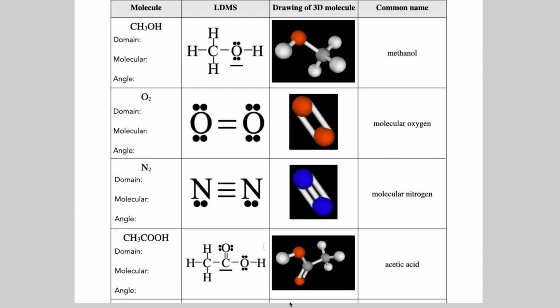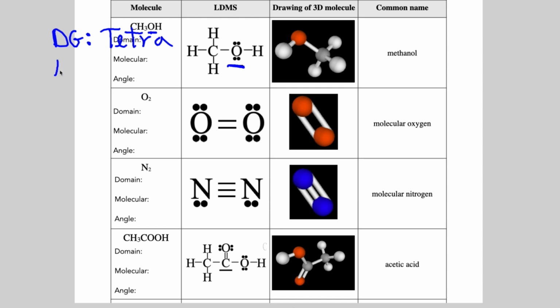We are going to call the oxygen the central atom. If you're not sure which ones are central, look on the homework answers, where we've underlined them. But we are going to call the oxygen the central atom, so we are looking at this oxygen. Same deal. How many domains are on the oxygen? 4. 2 bonds, 2 non-bonded. So we've got 4 domains.